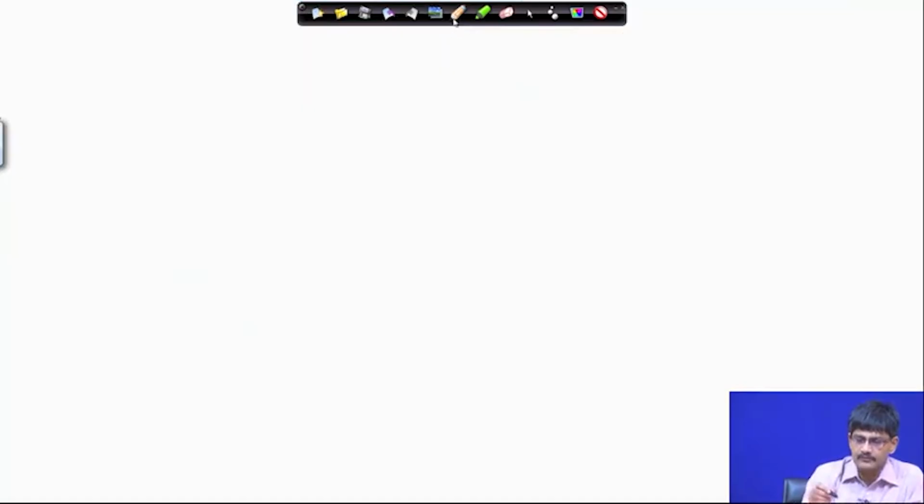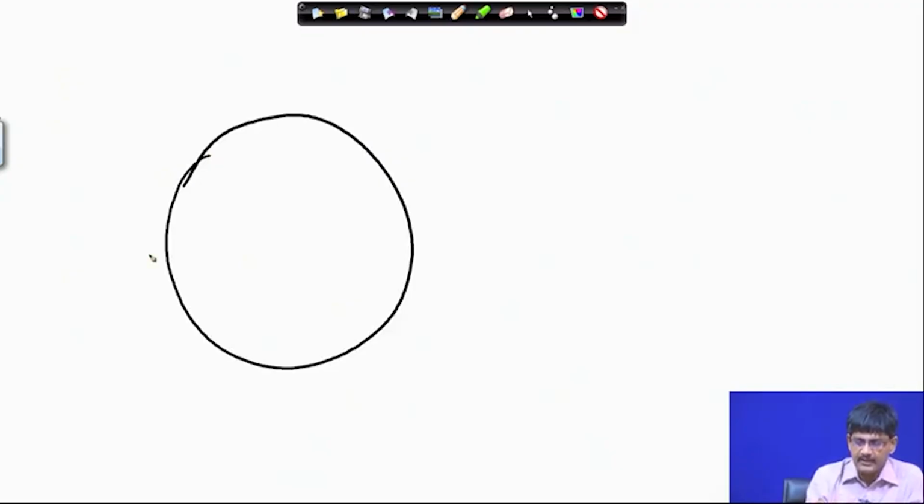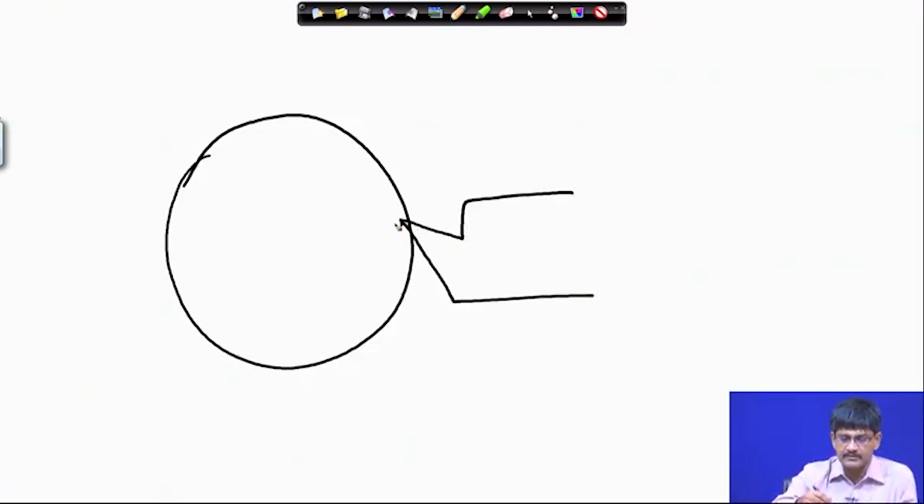Suppose we are having this as the workpiece and this as the tool. In that case, the velocity vector will be directed this way. Now, suppose someone puts the tool by mistake at a lower height, suppose this is the tool.